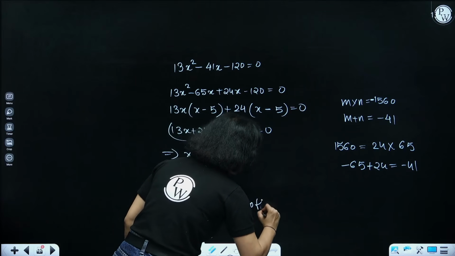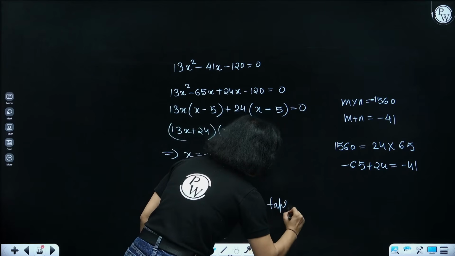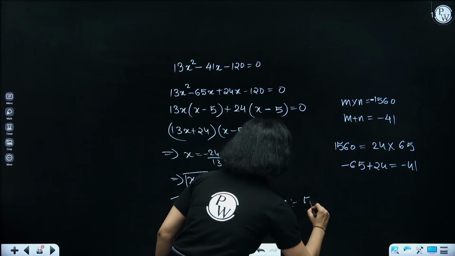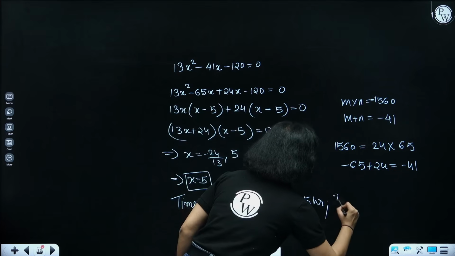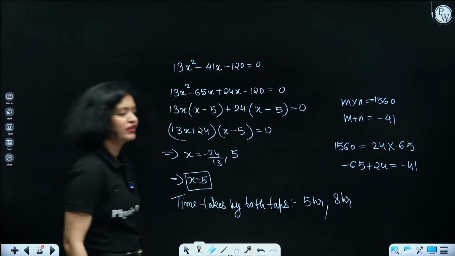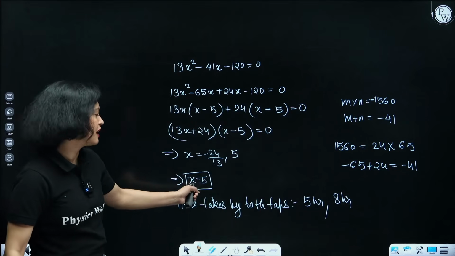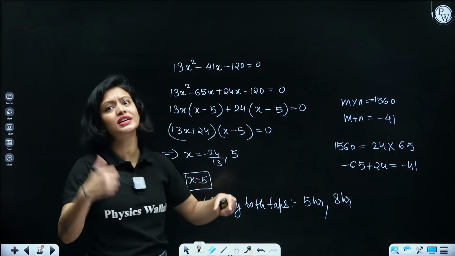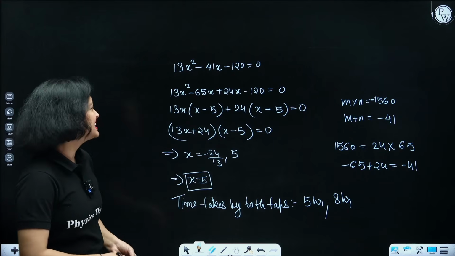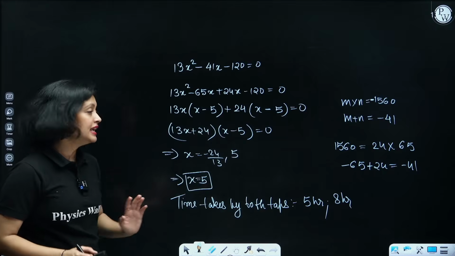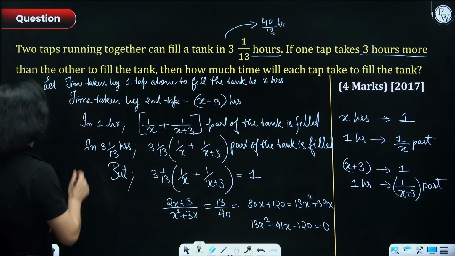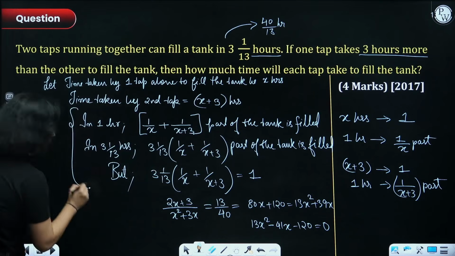So one tap takes 5 hours, another one takes 3 more hours, so 8 hours, right? 5 hours and 8 hours. For one tap you figured out, the second tap took 3 more hours. That's it. Okay? So what was the main thing here? The main thing was to understand these 3 sentences.